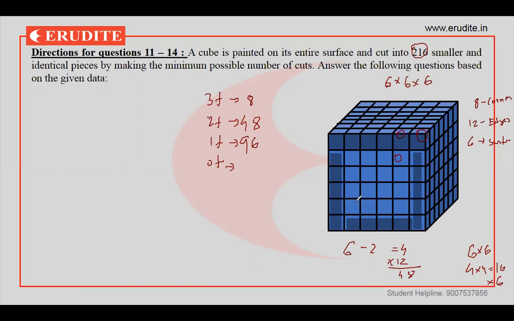0 face painted. Like for the surface, we remove the terminal ones. So for 0 face painted, from the entire stack of 6 cross 6, we have to remove all the superficial cubes. So the structure is 6 cross 6 cross 6. From height, top and bottom gone, 4 left. From length, right and left gone, 4 left. From breadth, front and back gone, 4 left. Total 64 cubes.